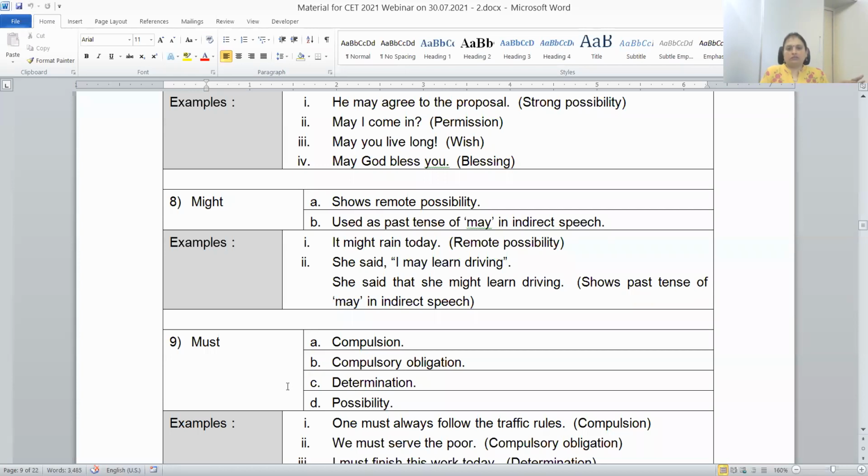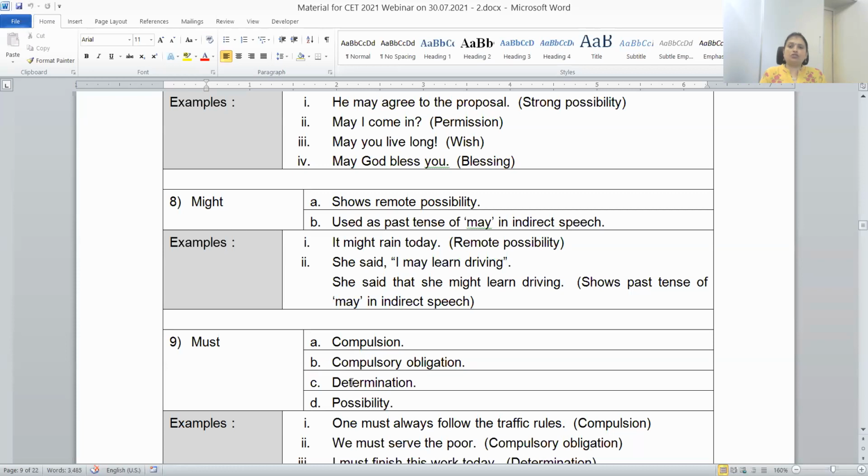May or may not. So that is a remote possibility. And children, it is also used as the past tense of may in indirect speech. So let's see how it is used. It might rain today. So I'm not at all sure. It might. So, a remote possibility.